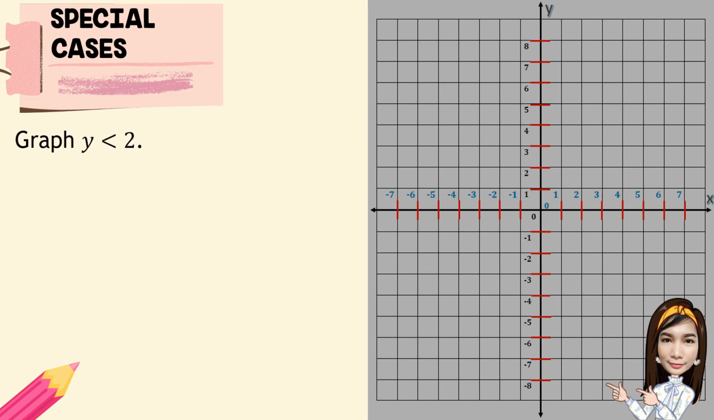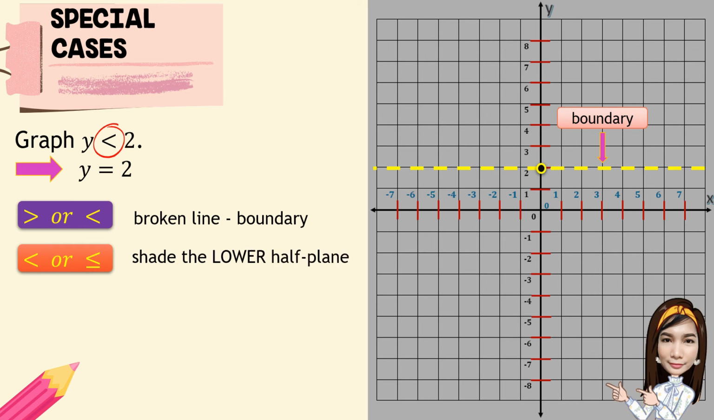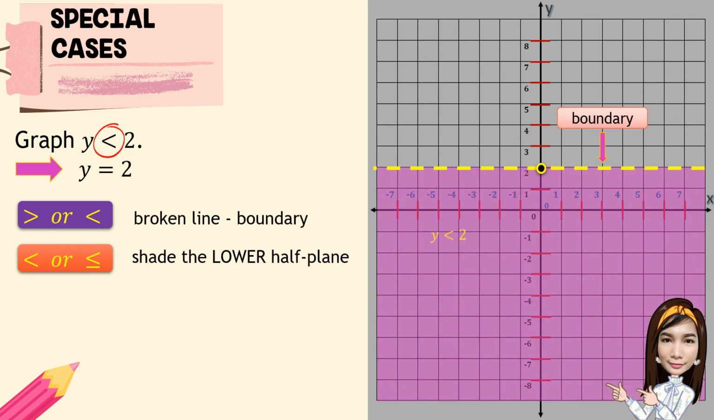We have the given graph y is less than 2. We're going to rewrite it as an equation. So we have y equals 2, and that is located on the y-axis above the origin. Then for the inequality symbol, we have less than. We are going to use broken line as the boundary. And for the shaded region, if we have less than, we're going to shade the lower half plane. So that is the graph of y is less than 2, which is a half plane.